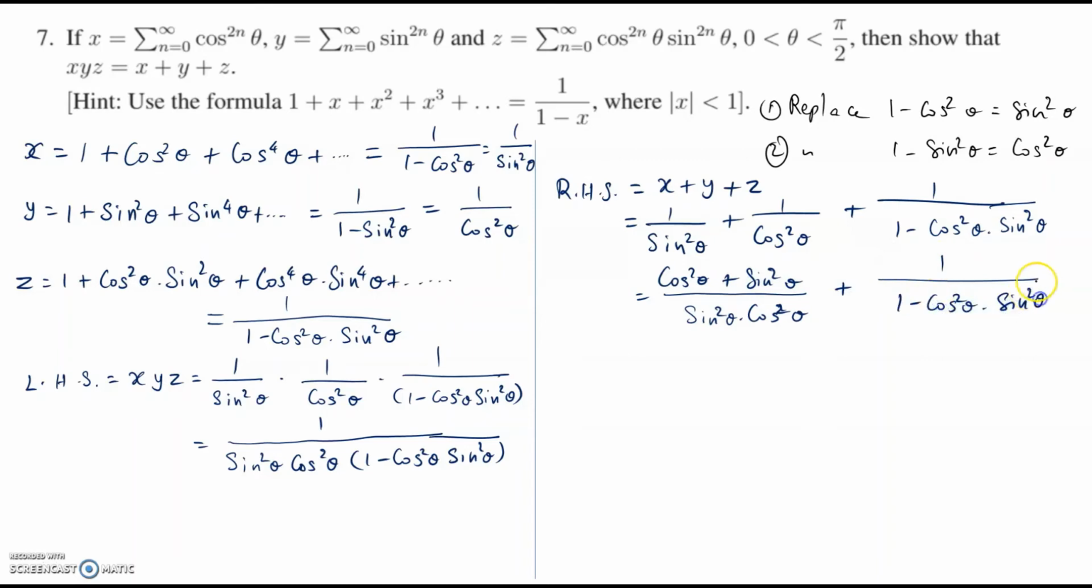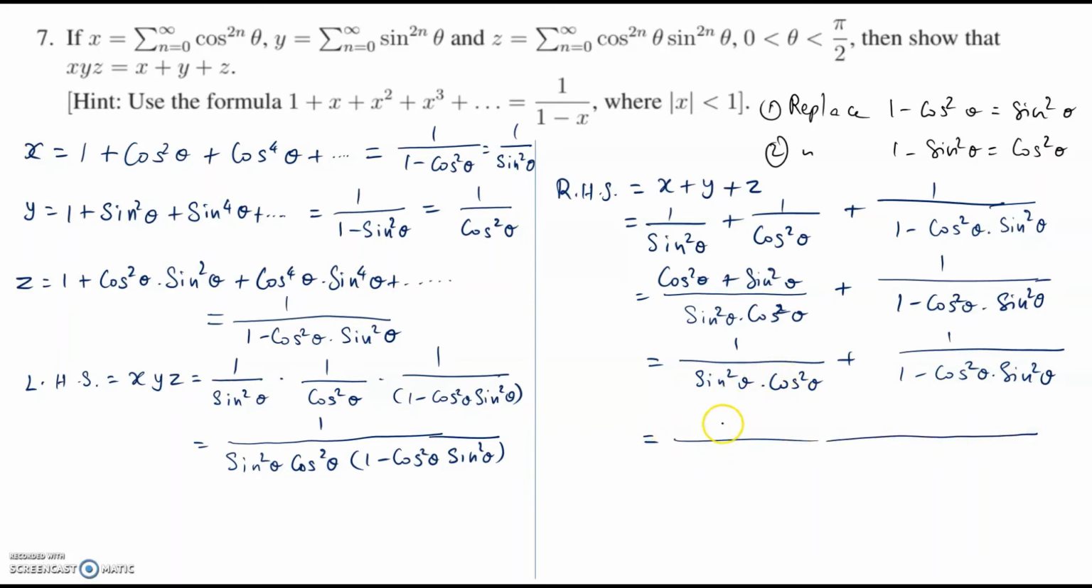Now we know that cos squared theta plus sine squared theta is equal to 1. So further simplifying, this is going to be 1 by sine squared theta cos squared theta plus 1 by 1 minus cos squared theta into sine squared theta. Now further simplifying this, your denominator will now be sine squared theta cos squared theta into 1 minus cos squared theta sine squared theta. So you will multiply 1 with this term here and this one with this term here.